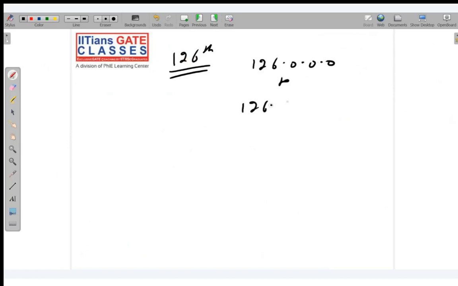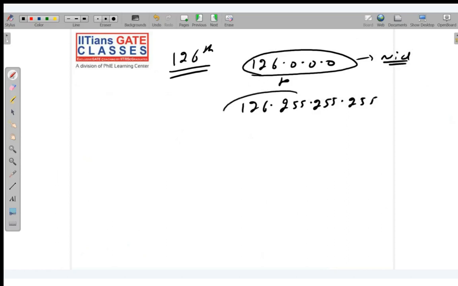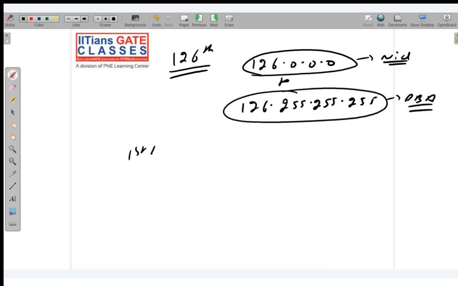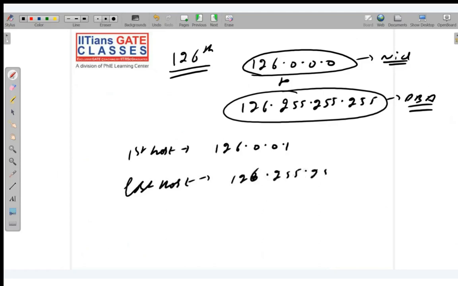126.0.0.0 to 126.255.255.255. This is the net ID of the last organization of class A, and this is the DBA of the last organization of class A. The first host in the last organization is 126.0.0.1, and the last host in the 126th organization is 126.255.255.254. Any doubt? No, sir. Okay, take the snapshot. I will jump to the next slide.